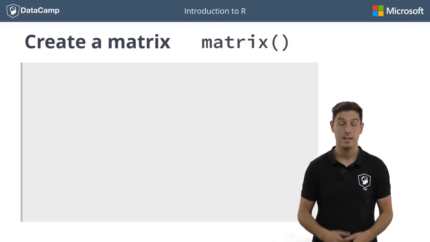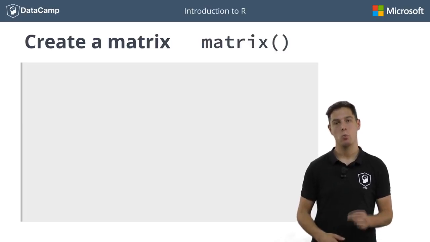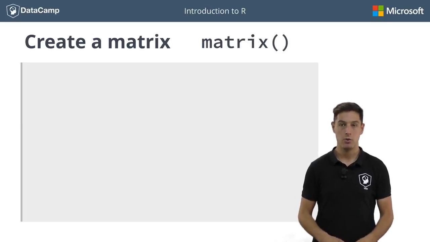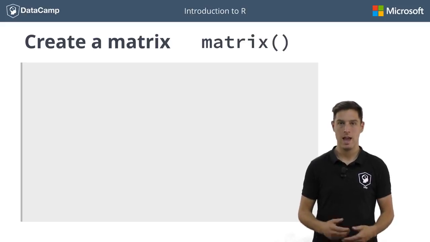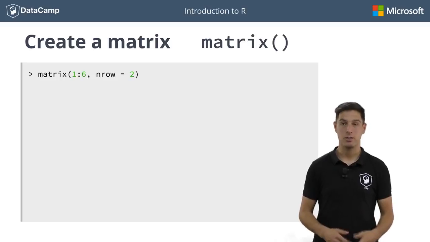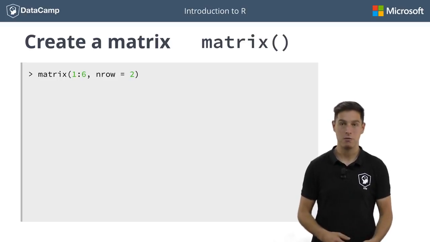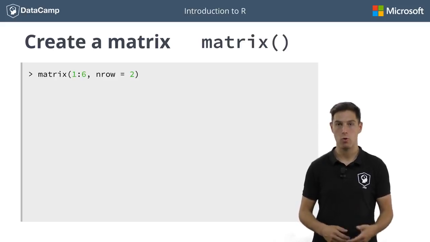Most importantly, it needs a vector containing the values you want to place in a matrix and at least one matrix dimension. You can choose to specify the number of rows or the number of columns. Have a look at this example that creates a 2 by 3 matrix containing the values 1 to 6 by specifying the vector and setting the nrow argument to 2.